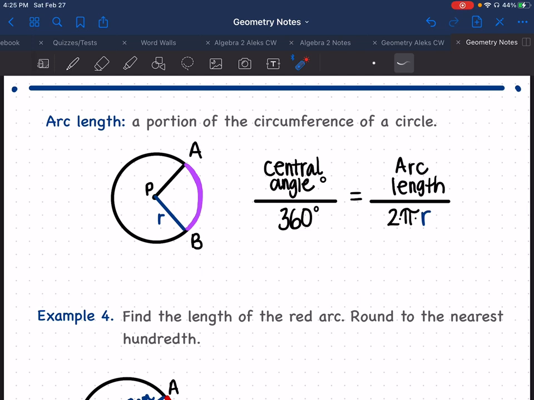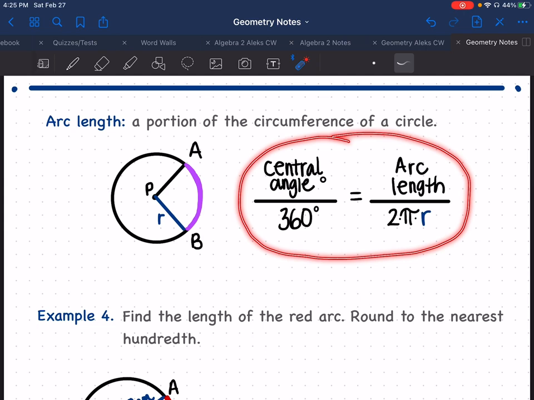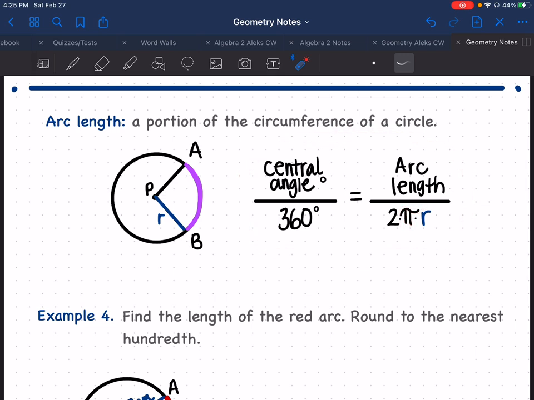I'm going to take the central angle and divide it by 360. And then I'm going to set it equal to the arc length divided by the circumference formula, which is 2 times pi times the radius. Now, I prefer the pi key, but you can use 3.14. That's a very common decimal for pi. Okay? And we're going to go ahead and try one.